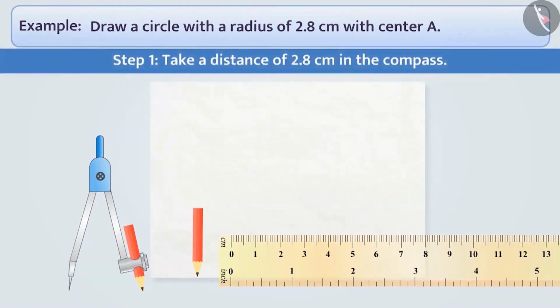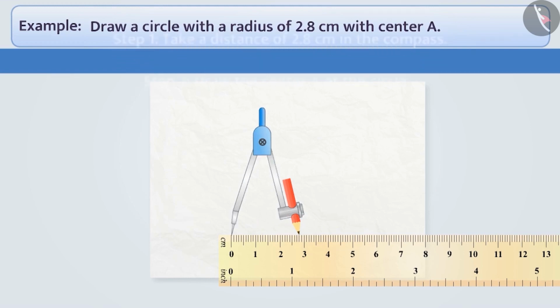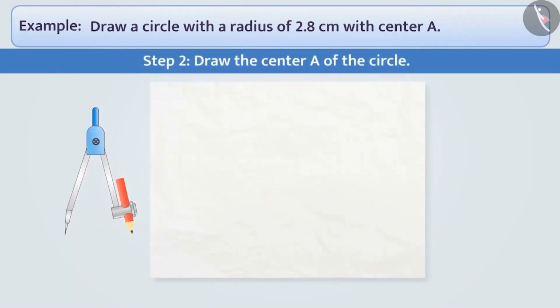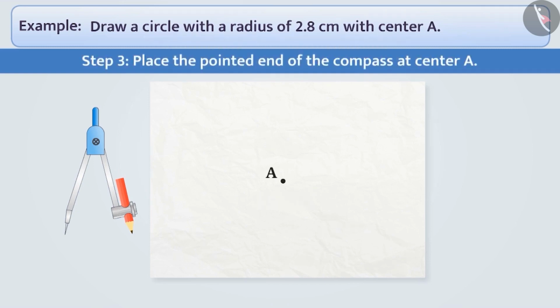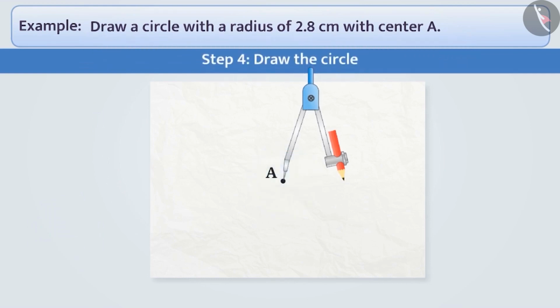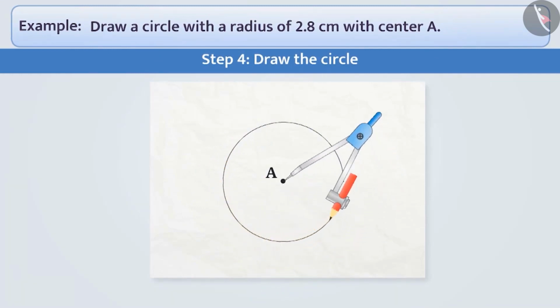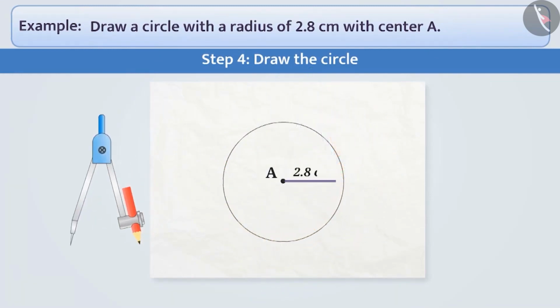Step 1. First, we will place the pointed end of the compass on the mark 0 of the ruler and open the compass for the required radius of 2.8 centimeters. Step 2. Using a sharp pencil, we will mark a point on the paper. This will be the center of the circle and we name it A. Step 3. Now, we will place the pointed end of the compass at the center A. Step 4. Now, we will keep the pointed end of the compass fixed at the center and rotate the tip of the pencil slowly and complete one round. From this, we get a circle with center A and radius 2.8 centimeters.